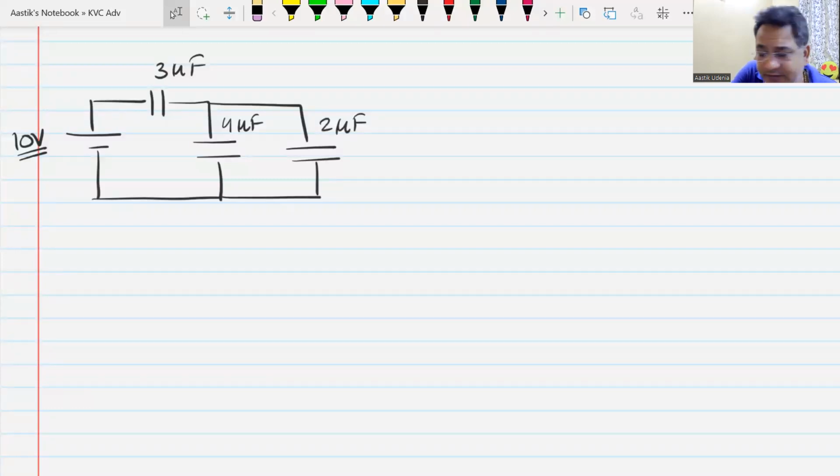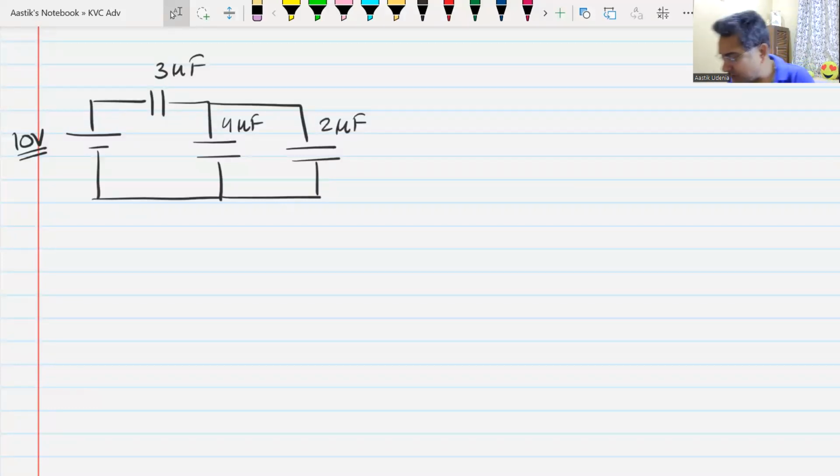Let me move on to the next question, and the next question is like this. Again, anything could be asked. They could ask you what is the charge on each capacitor. They could ask you the potential drop across each capacitor. They could ask you the energy stored in each capacitor. If you could calculate any one of these, you should be able to calculate the other ones. So I'll give you a chance to do it. Let me know once you are done and do it fast.